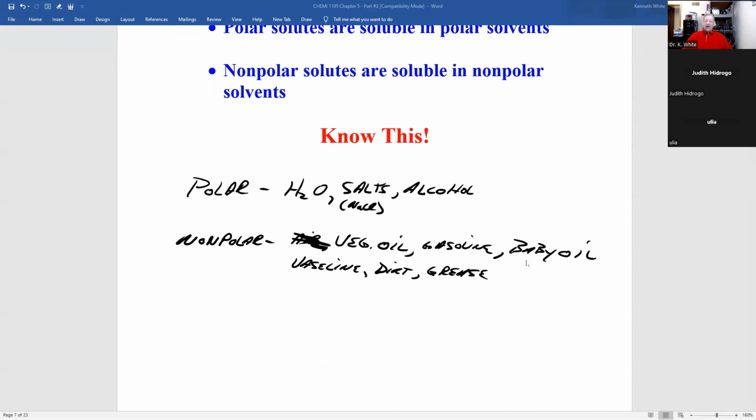By the way, baby oil, why do you think people put baby oil on babies' bottoms to keep them from getting rash? Because it's non-polar and it keeps the water off the baby's bottom. Wow, we're getting into everything in this class, baby bottoms and everything. Boy.